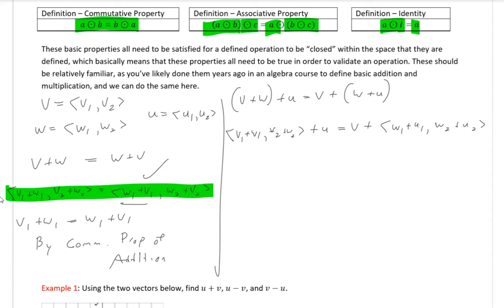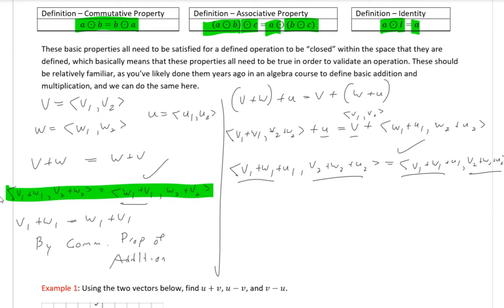And now, when we add U to the left-hand side and V to the right-hand side, we get V1 plus W1 plus U1, and then also V2 plus W2 plus U2 equals the other side, because we start with V, which is V1 and V2, we get V1 plus W1 plus U1, and then V2 plus W2 plus U2. So that means that's checked, because this equals that, we're all good. So that's the associative property. Just making sure one side equals the other.